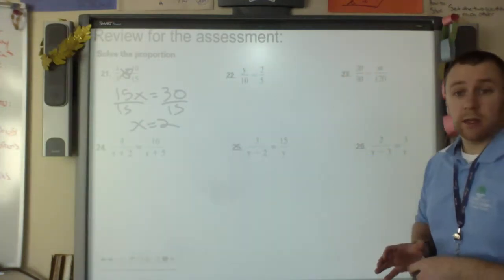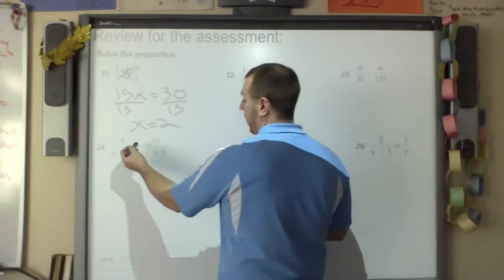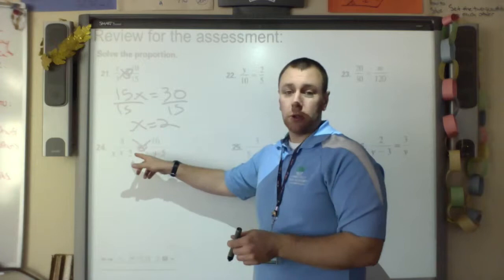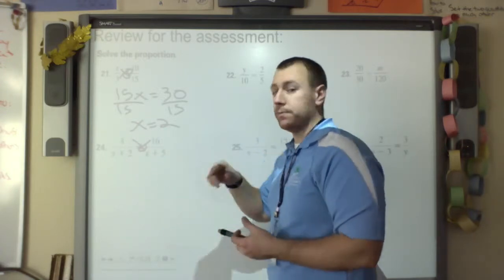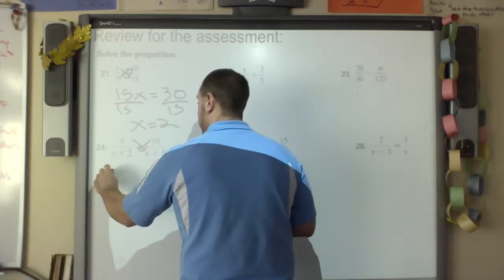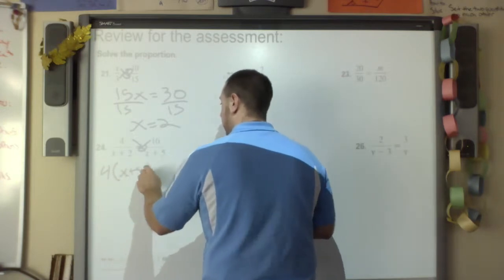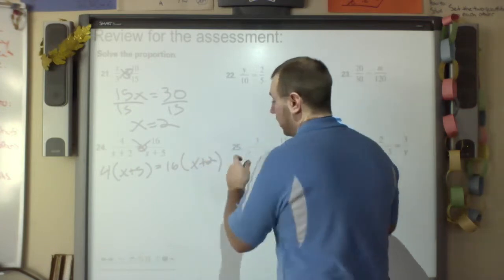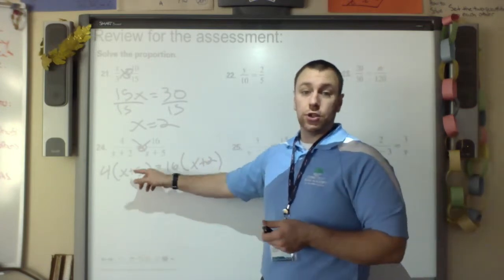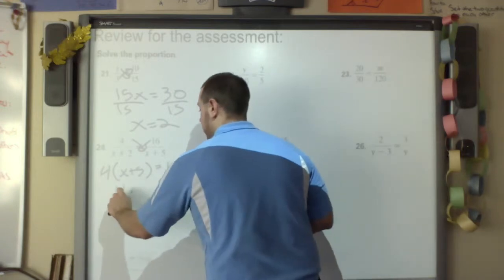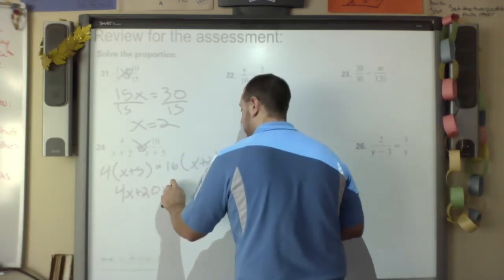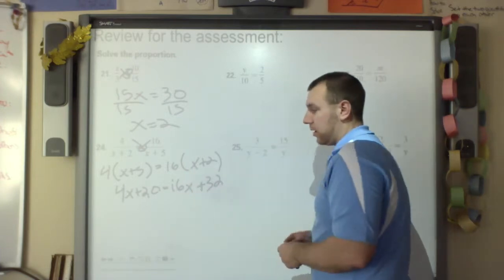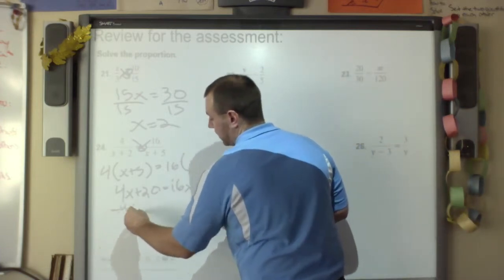The only trick with these problems is when you have problems like number 24 here, where you cross multiply into that addition. So it would be 4 times (x plus 5) equals 16 times (x plus 2). Well, now you have to distribute. So that's 4x plus 20 equals 16x plus 32. I would then subtract 4x from both sides.